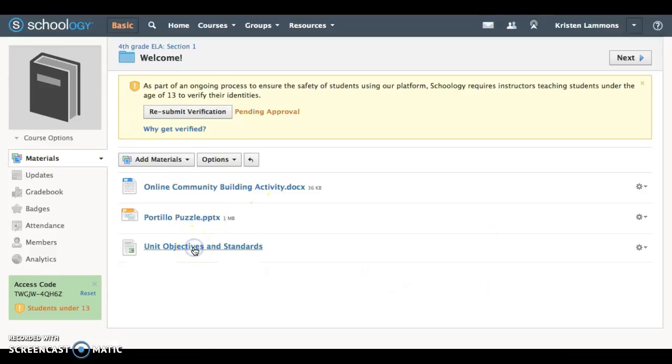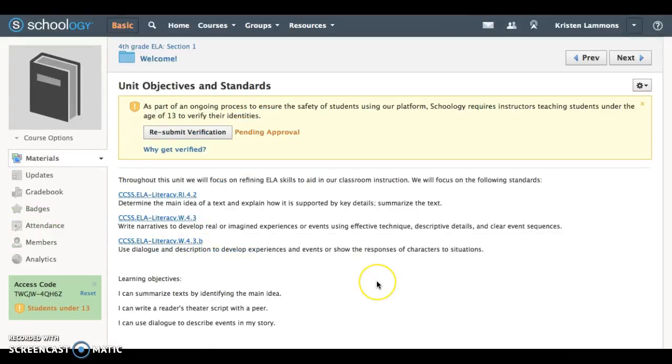The next thing is the unit objectives and standards. These are the standards that we are bridging together during this quarter. Last quarter, our main one was about main idea and summarizing. So we're bringing that together with some of their writing standards.